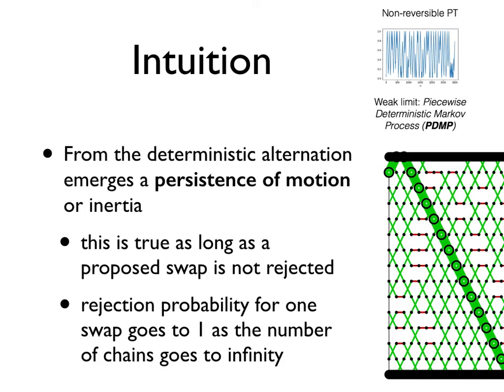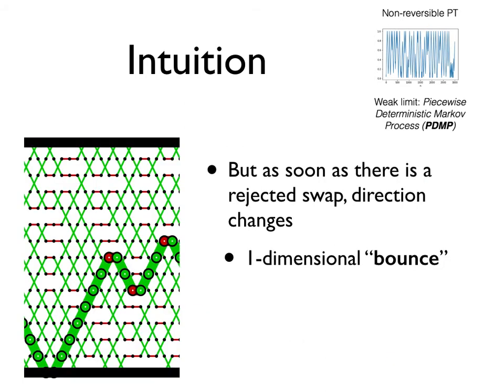And the intuition here is that from the deterministic alternation of even and odd, there emerges, just from the combinatorics of how these swaps are organized, a certain persistence of motion, or inertia. And this will be true as long as the proposed swap is not rejected. The rejection probability for one swap goes to 1 as the number of chains goes to infinity, but there will be more and more of these proposed swaps, so essentially the inhomogeneous Poisson process will emerge from this. So when the swap is rejected, what we observe is essentially a one-dimensional bounce.